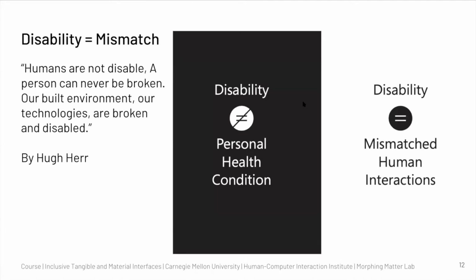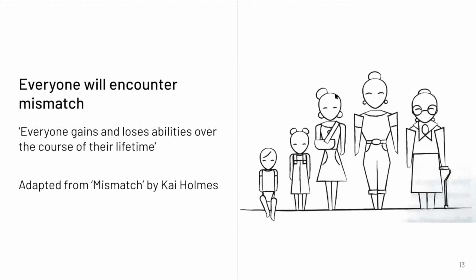So again, we've already mentioned that disability is not equal to a person's health condition. Disability is just a mismatch between the human and the interfaces. And this was already mentioned as well, right? Everyone could possibly encounter mismatch. For example, as you are growing older and older, you could gain or lose abilities over the course of a lifetime. So in that sense, why we care about inclusive design, of course, we want the world to be a better place. But on the other hand, you're also designing for yourself.